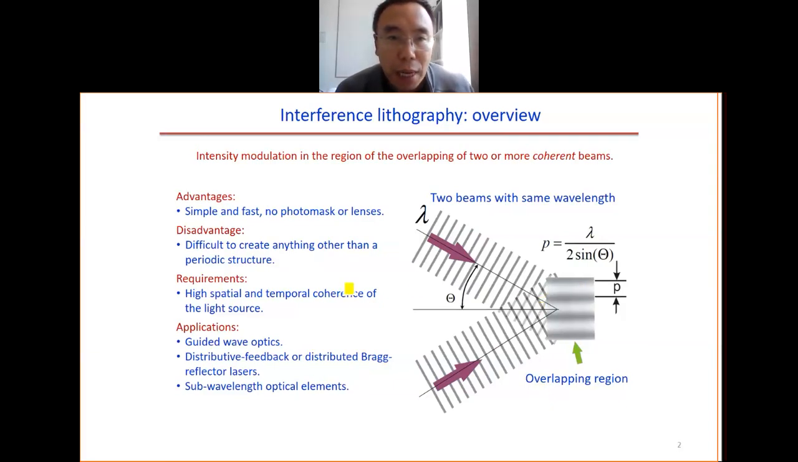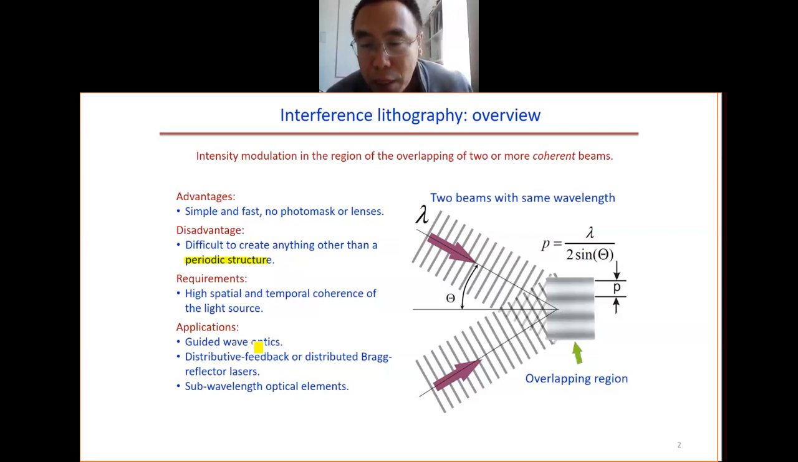But the limit is that the only thing we can create is periodic structure, so we cannot make arbitrary patterns. And we need high spatial and temporal coherence of the light source. We will see what coherence is later on. And we will also see later that we can do something to relax the requirement for spatial and temporal coherence.